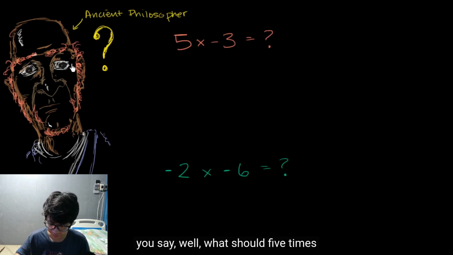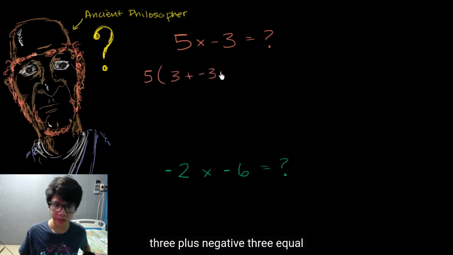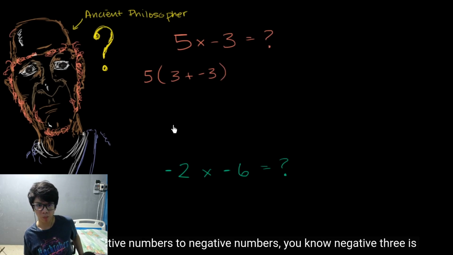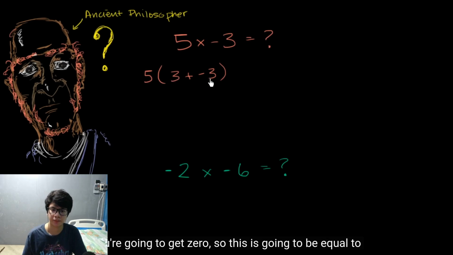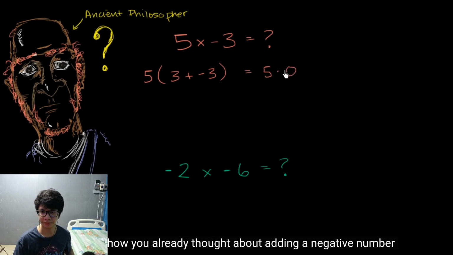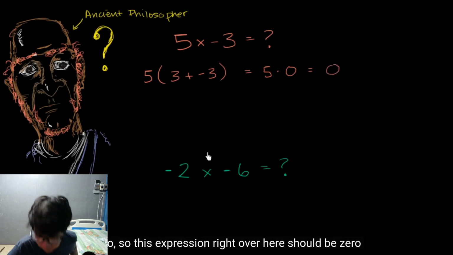You say, well, what should 5 times 3 plus negative 3 be? Well, you already have a philosophy of adding negative numbers or adding positive to negative numbers. You know that negative 3 is the opposite of 3. If you add 3 to negative 3, you're going to get 0. So this is going to be equal to 5 times 0, based on how you already thought about adding a negative to a positive. And anything times 0 is going to be 0. So this expression right over here should be 0.